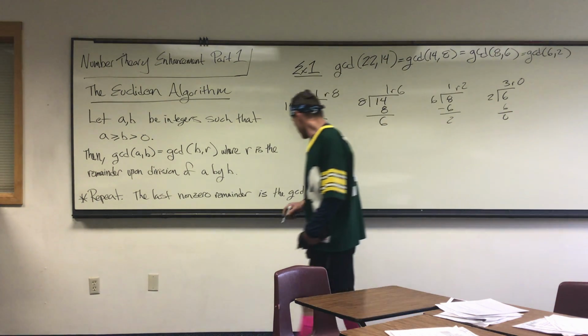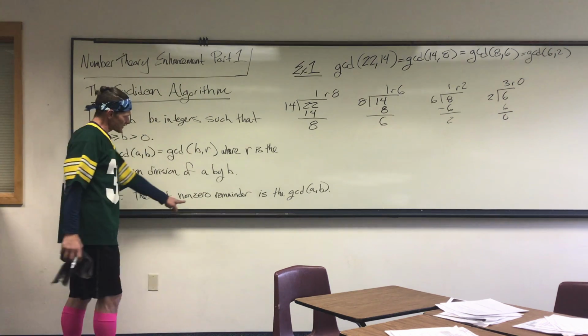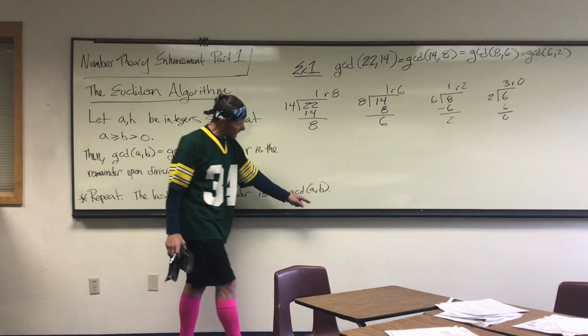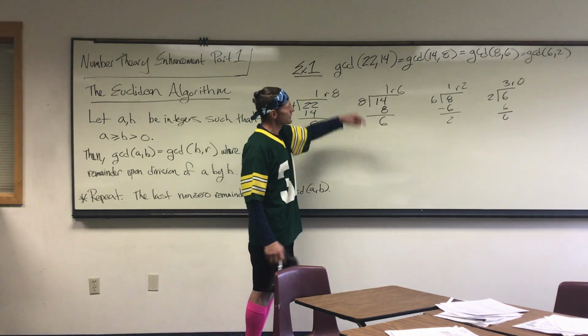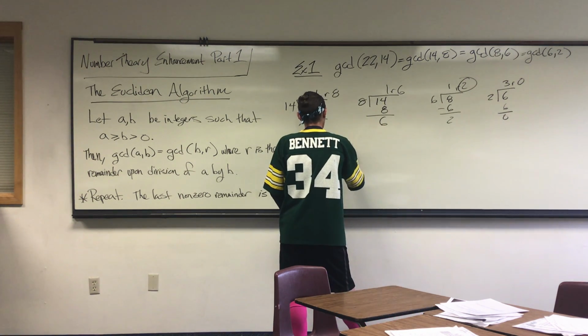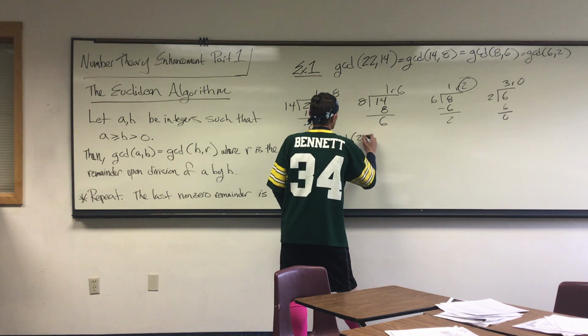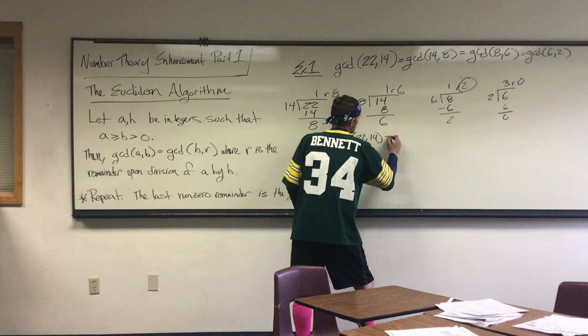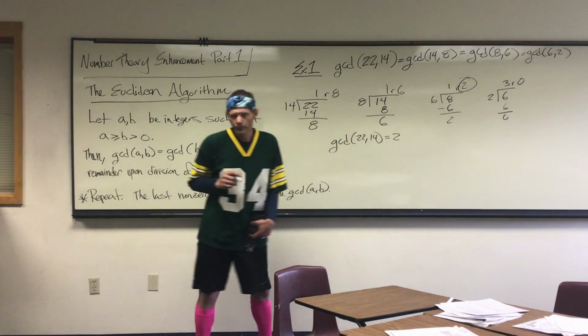The Euclidean algorithm tells us the last non-zero remainder is the greatest common divisor of the numbers we started out with. It is 2, so therefore the greatest common divisor of 22 and 14 is equal to 2.